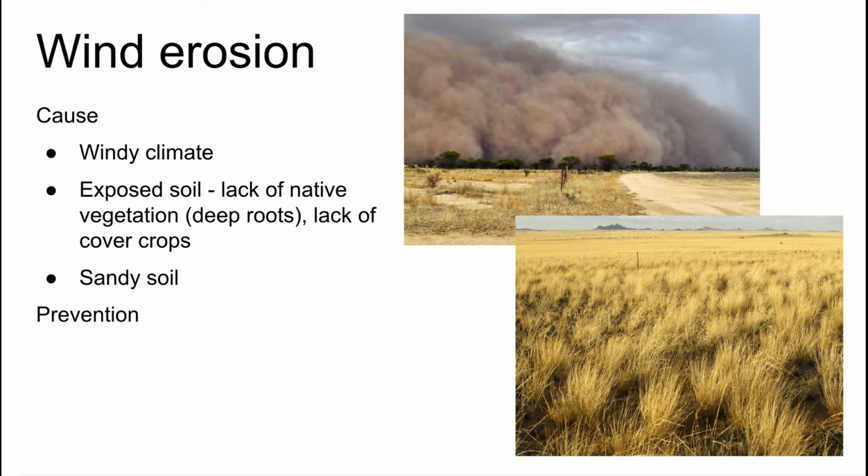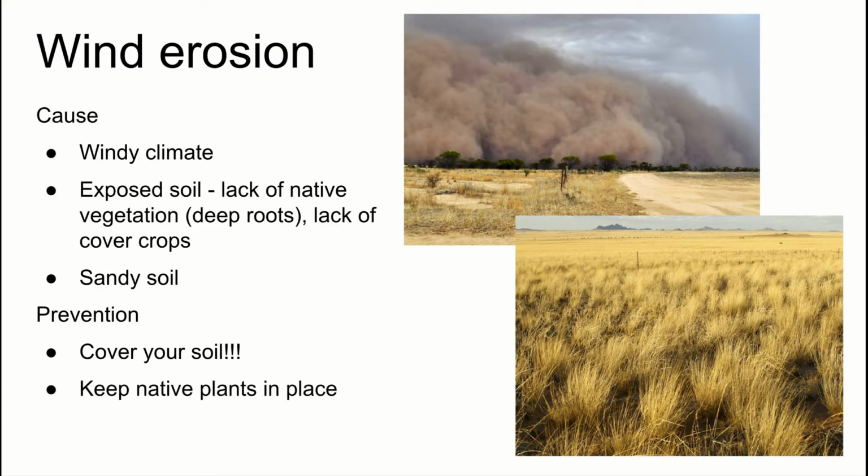How do we prevent wind erosion? It's really simple. Cover your soil. And we want to keep native plants in place. Native plants tend to have deep roots that are well adapted to the type of soil and do a good job of holding all of the soil into a solid mass that's not easily blown away by the wind.